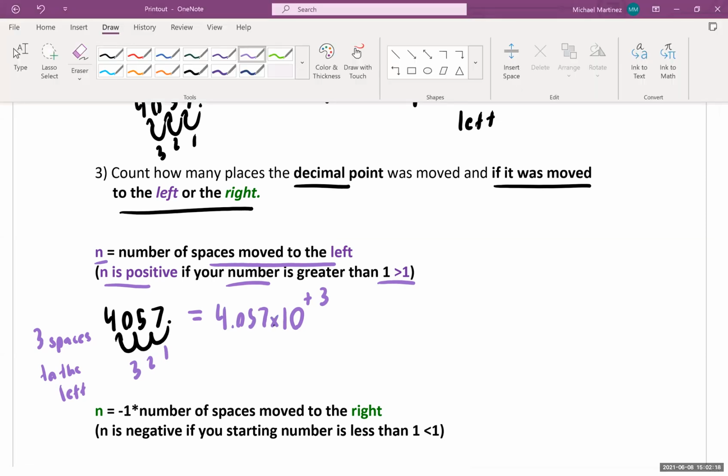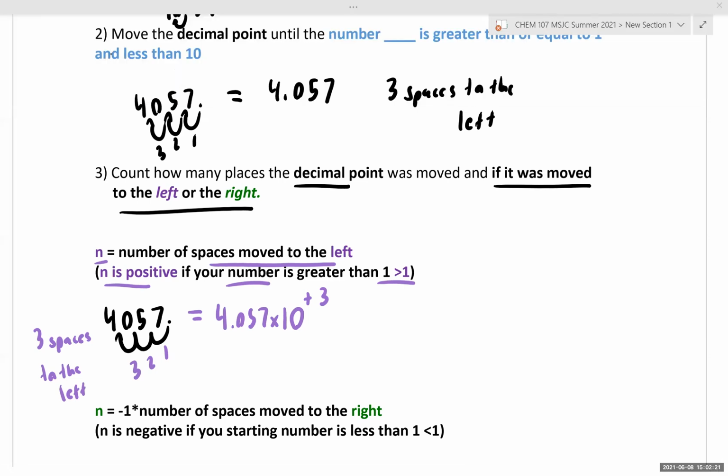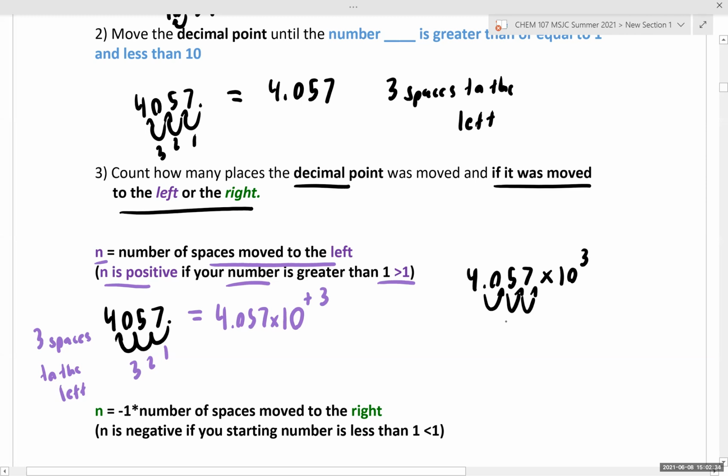And we can check our work by multiplying things out. To check that we've done everything correctly, if we multiply 4.057 by 10 to the third, we move our decimal point 3 spaces to the right, and that gives us 4,057. This is a way to check your work that helps you verify that you've correctly converted your number into scientific notation.